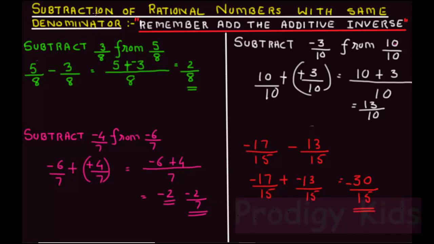Whenever you work on the subtraction of rational numbers or integers, please remember, add the additive inverse. When I say add, the main operation out here is subtraction. You add the additive inverse of the second number out here. So you'll get negative 3 by 8. And thus, we headed on in solving all the problems.